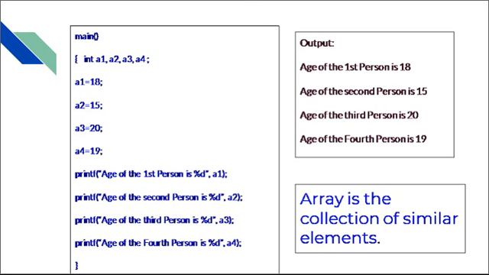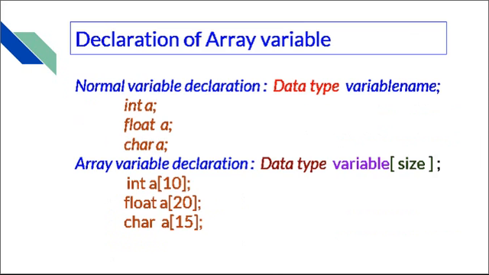Now tell me, what is a normal variable and what is an array variable? A normal variable is capable of holding only one value at a time. An array variable is capable of holding more than one value at a time. Okay, that is the definition of an array variable. Now, how to declare the array variable?